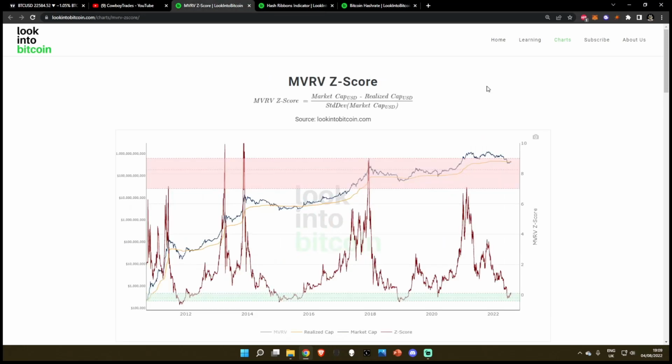MVRV Z-score. So the market value to realized value Z-score, this is a simple on-chain metric that I like to use to identify periods in which the BTC USD price is either highly extended to the upside or highly extended to the downside. When this indicator tops to the upside, the bull market top is normally in, and when this indicator bottoms to the downside, that is normally when your bear market low is in.